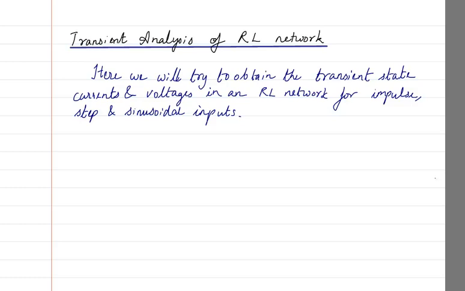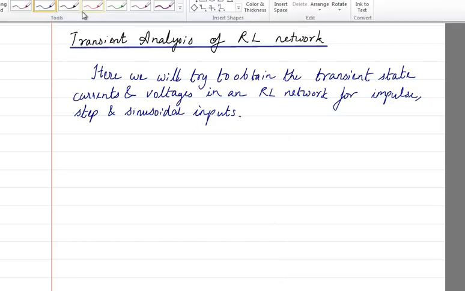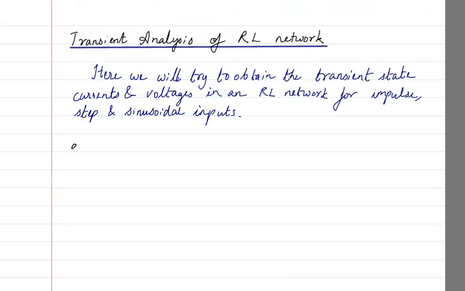So we'll try to understand this much better with the help of examples. What we are going to do here is take the case of step input, impulse input, and the case of sinusoidal input. So we will start with the first one, which is a step input.